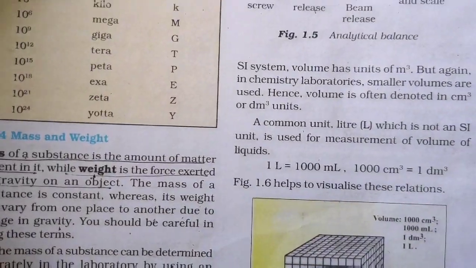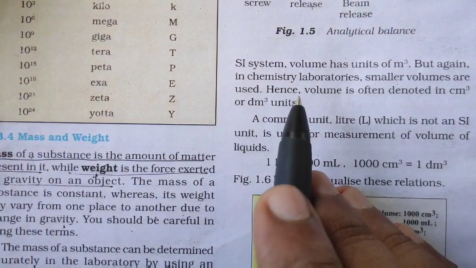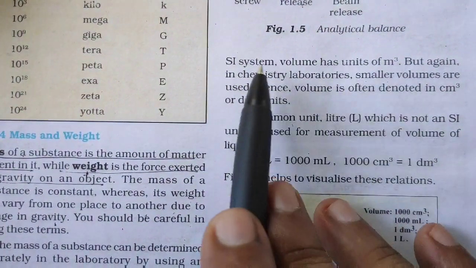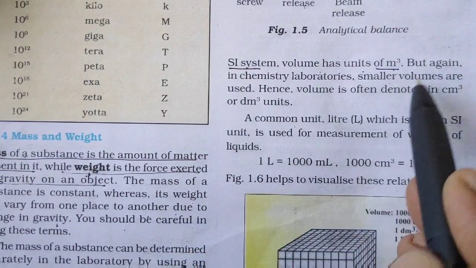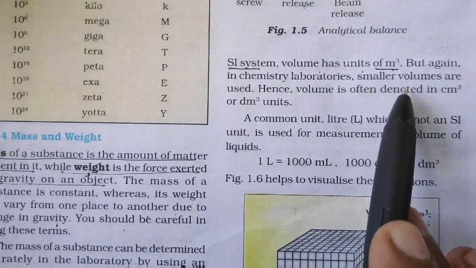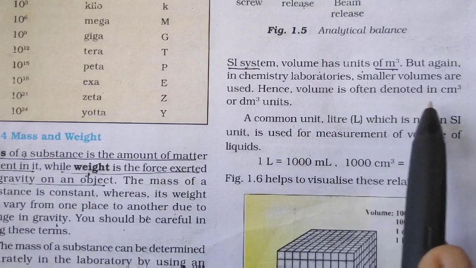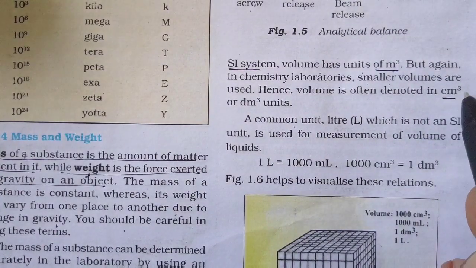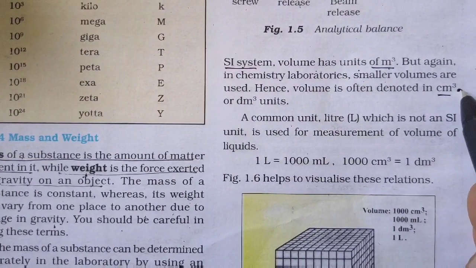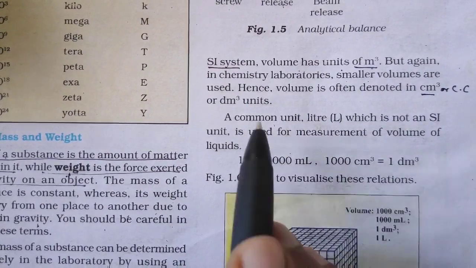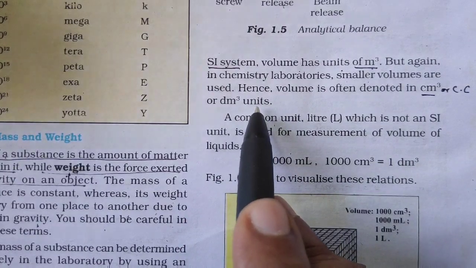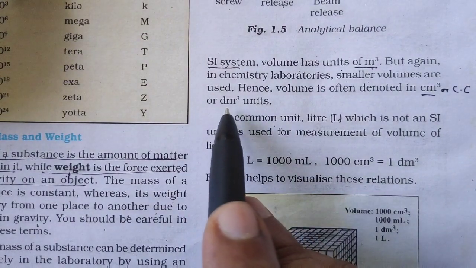So you can see, in the SI system, the volume unit is meter cube. But in the chemistry laboratory, smaller volumes are used, hence the volume is often denoted in centimeter cube, or cc, cubic centimeter, or dm cube, what we say. Now what does d mean? Deci, what we have heard about.